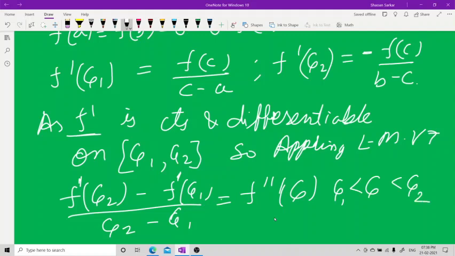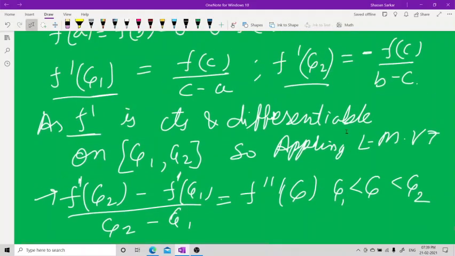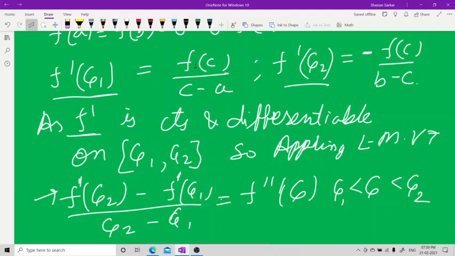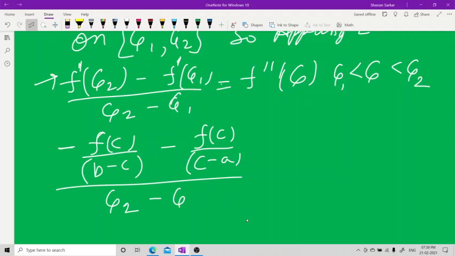Now let us put the values of f dash zeta 1 and f dash zeta 2 here. F dash zeta 2 is minus fc upon b minus c, minus what is f dash zeta 1? F dash zeta 1 is fc upon c minus a, all upon zeta 2 minus zeta 1, and this is nothing but f double dash zeta.